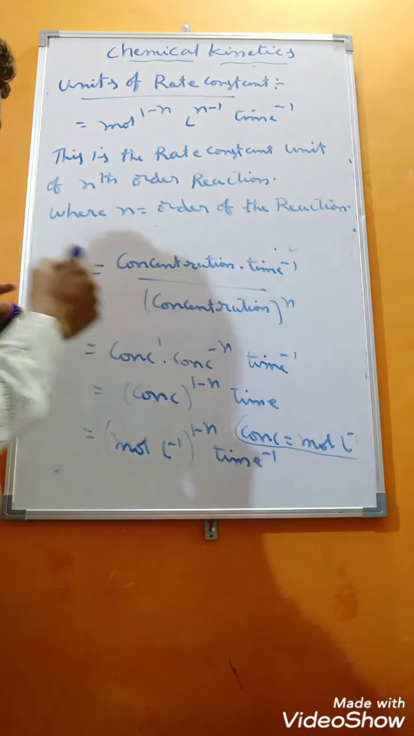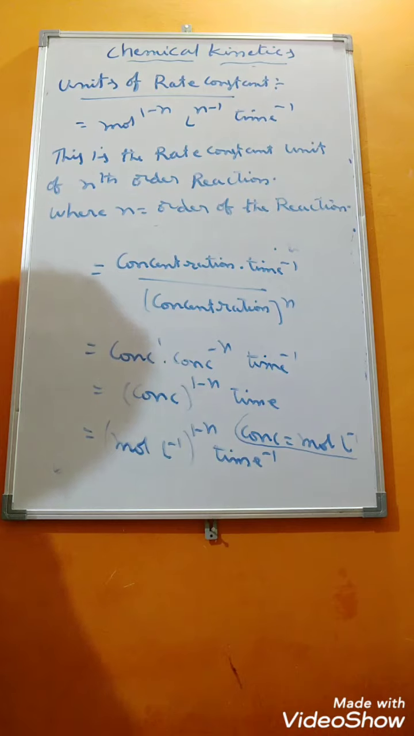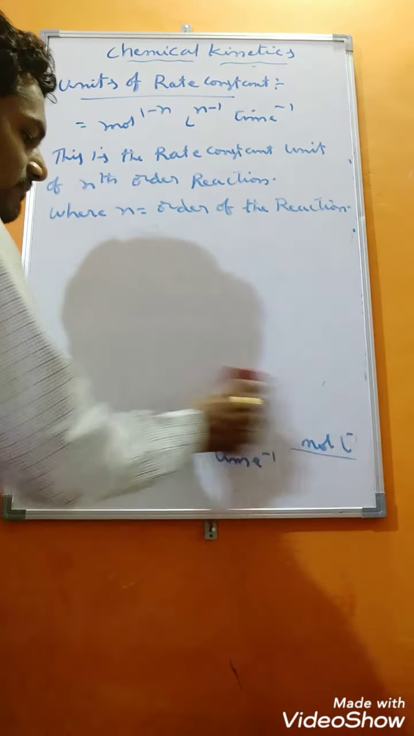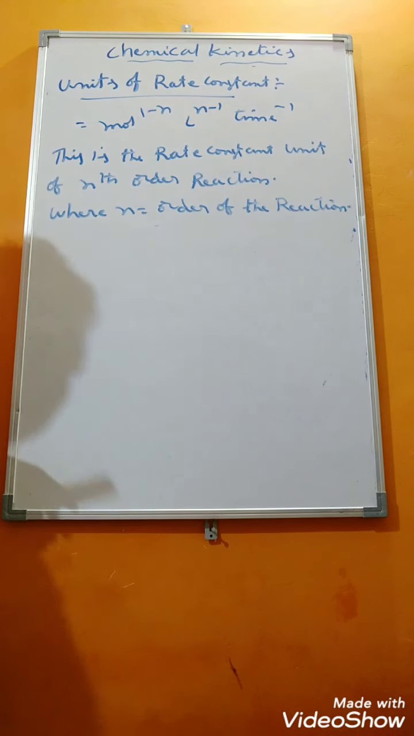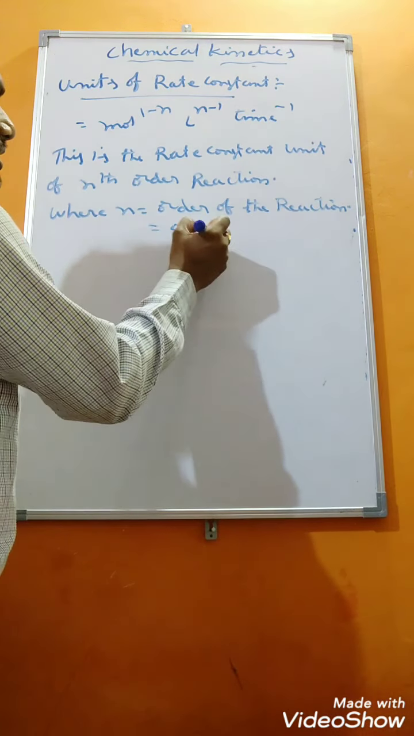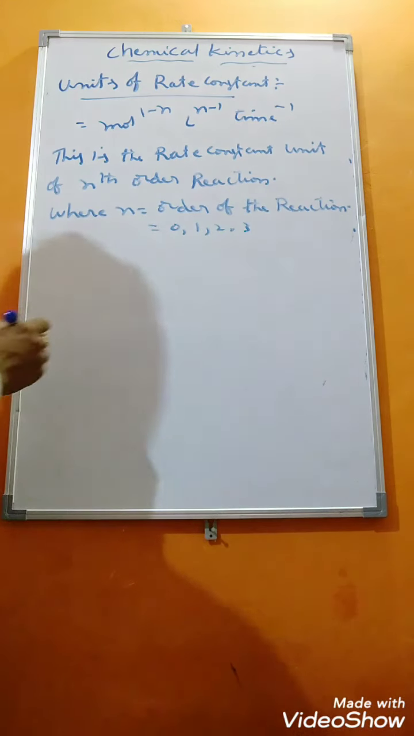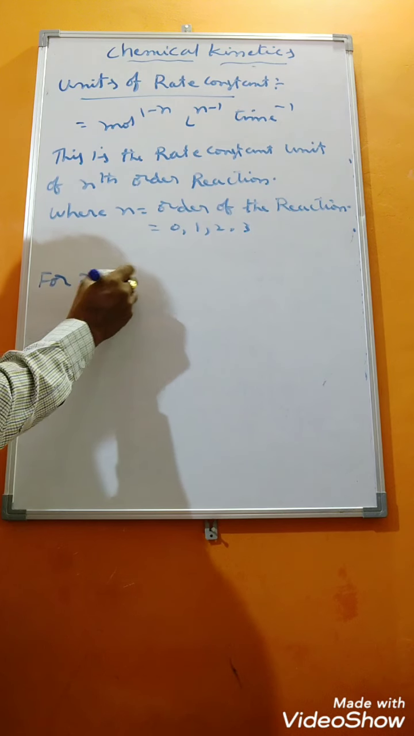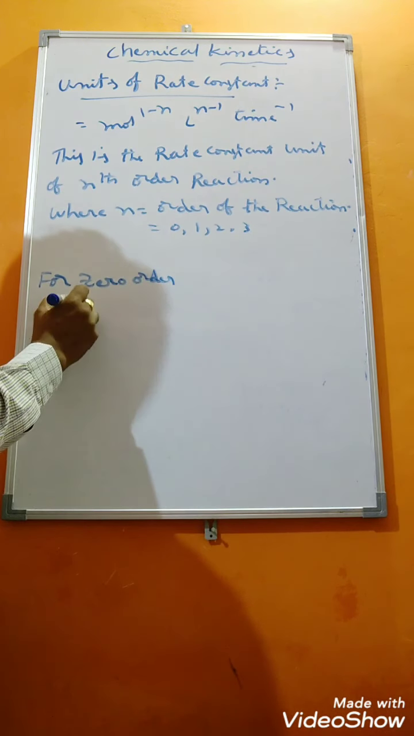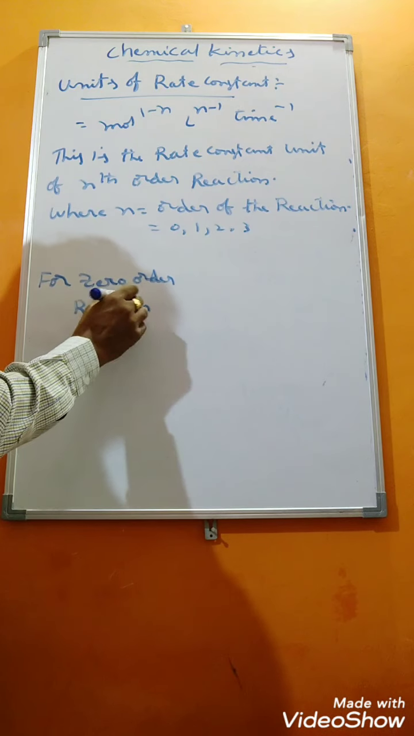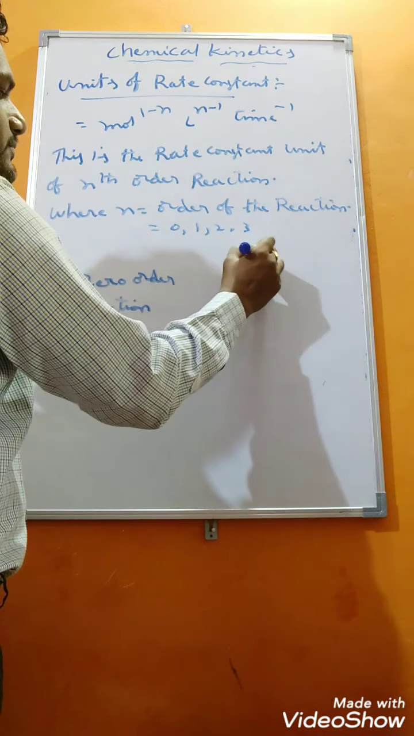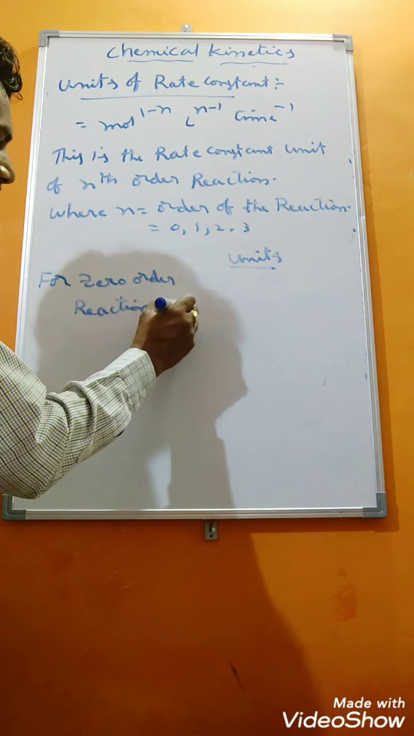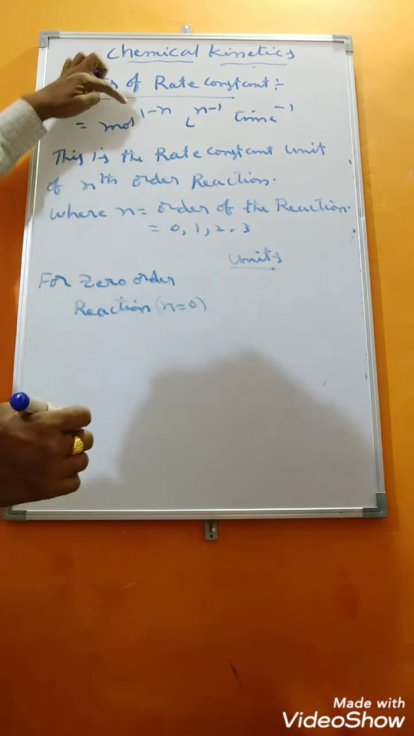Then we will take some of the orders of the reactions and we will identify the units also for different orders of the reaction. Suppose n equals the order of the reaction, maybe 0, 1, 2, 3 and so on, right, students? So in case of zero order reaction, what are the units? Just substitute, n value is 0. Zero order reaction, n equals 0. You substitute 0 in this.